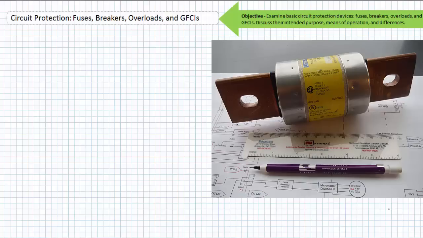This guy is a 500 ampere rated fuse that is rated for 600 volts AC and only 300 volts DC. It has an interrupting capacity of 300 kiloamps AC and 100 kiloamps DC.